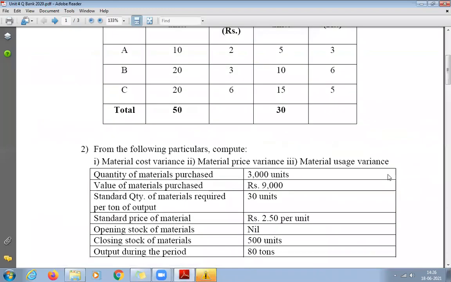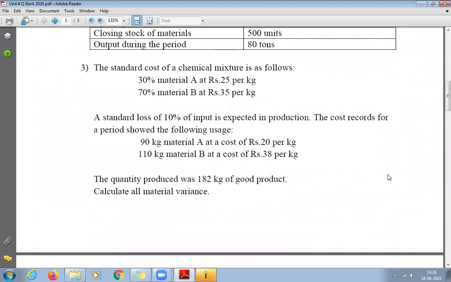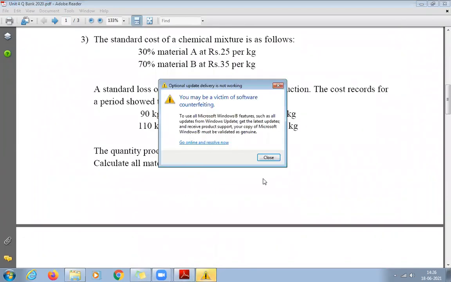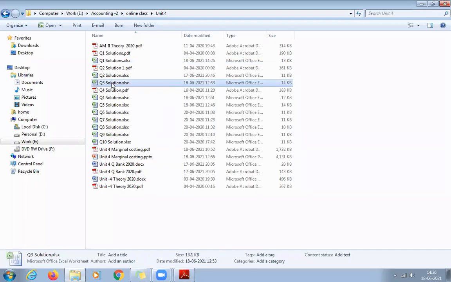Question number 2 is very simple. You can do it as homework. We'll do question number 3. Question number 2, please you try it today. If you don't get it, we'll do it later.